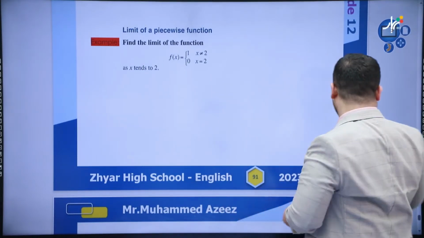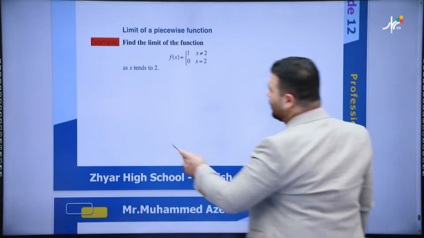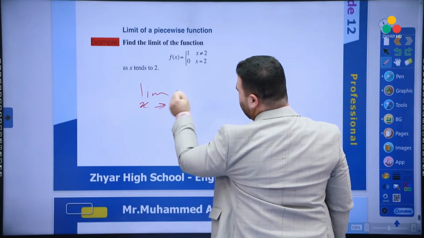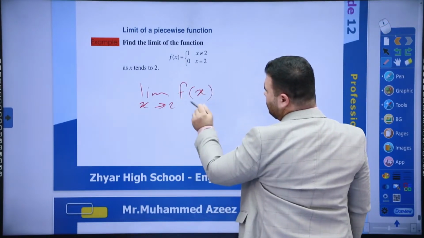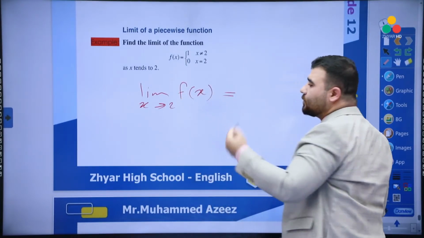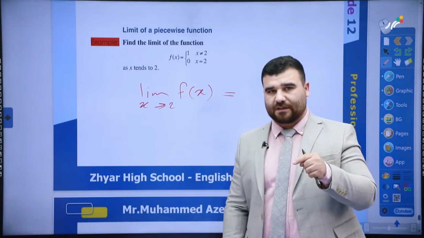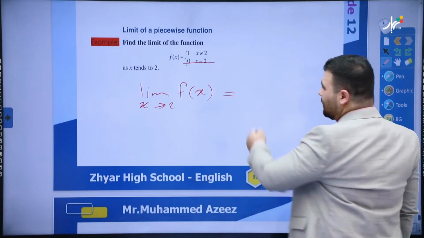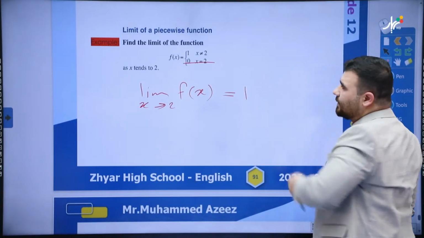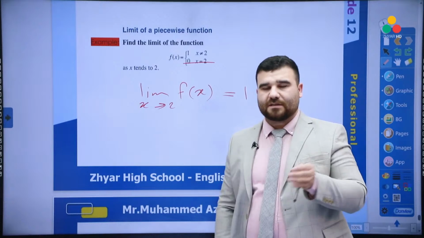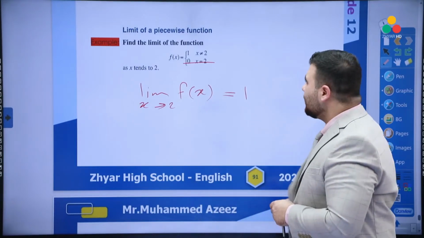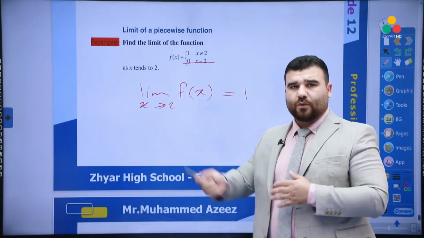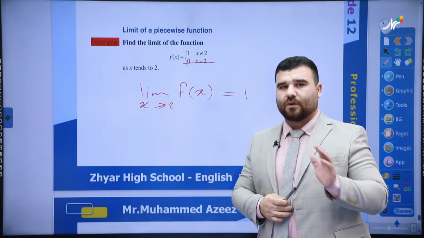Limit as x approaches 2 for this f of x is, since we want to get close to 2, we don't want to get 2 directly, so we don't go with this one, only the upper one. So the result is 1. Then this limit exists, it has no problem, and it's equal to 1. Remember that when we have a piecewise function with equal, not equal, we need to go with the not equal all the time.